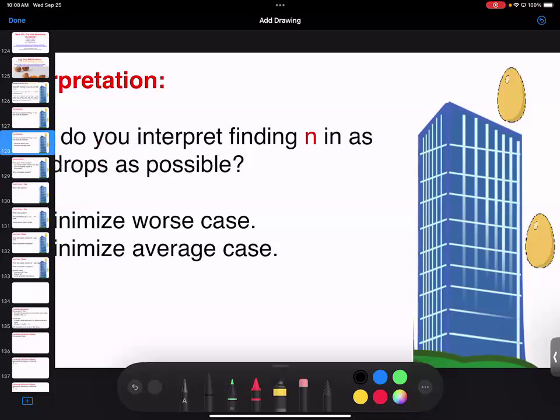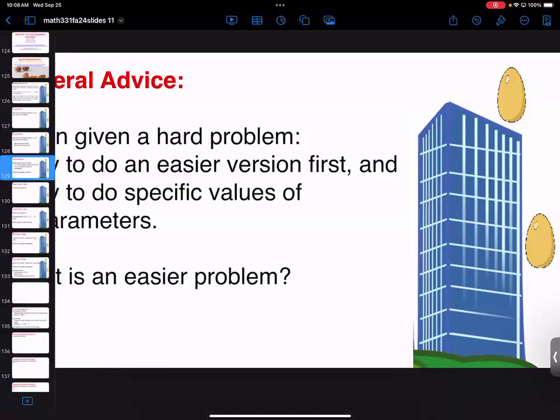Okay. Oops, it's not letting me advance. All right, there we go.